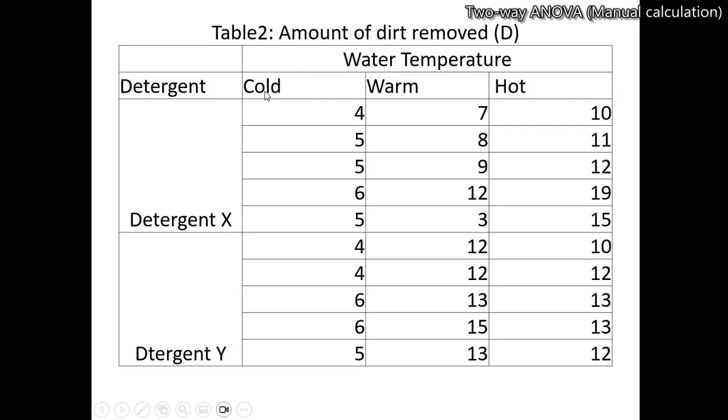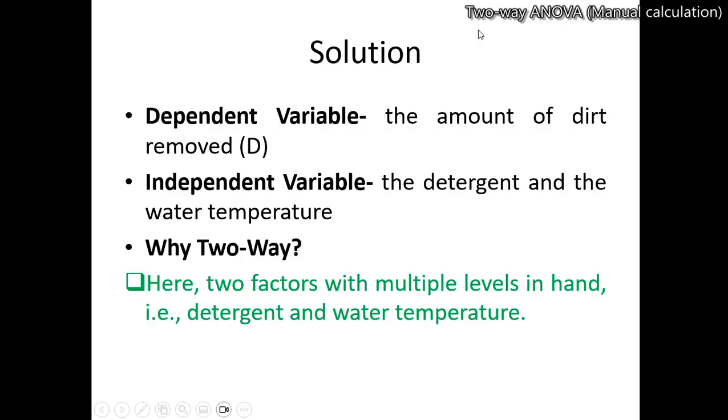In the table, the detergent has two categories, detergent X and detergent Y, and water temperature has three categories: cold, warm, and hot. The number entered is the amount of dirt removed for each category.